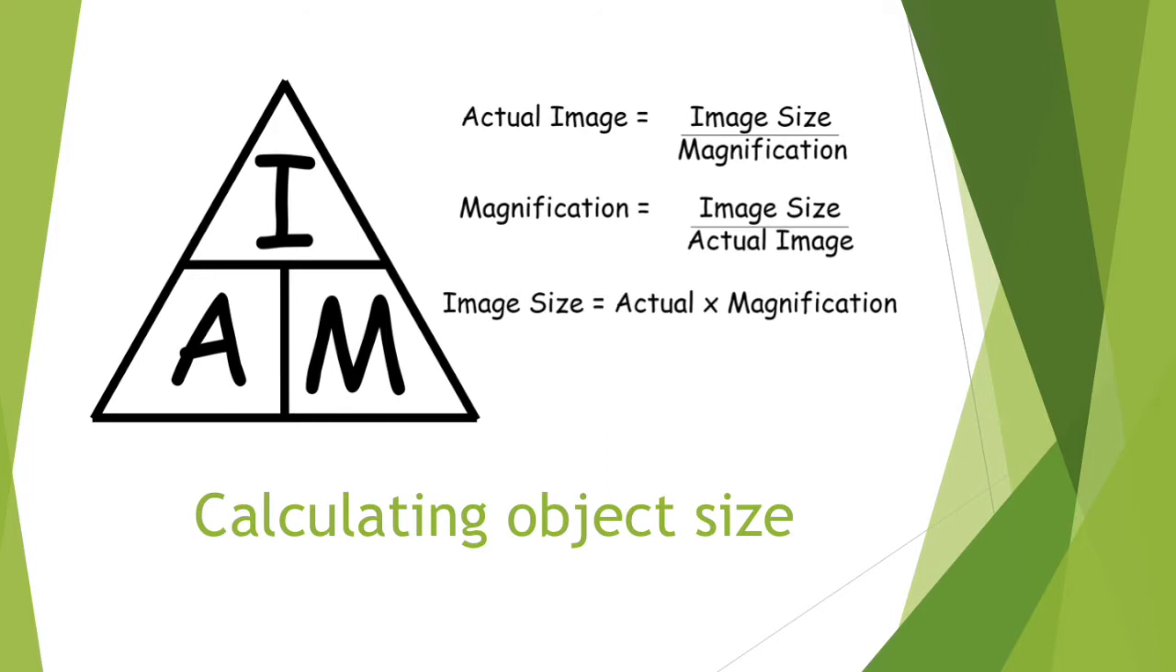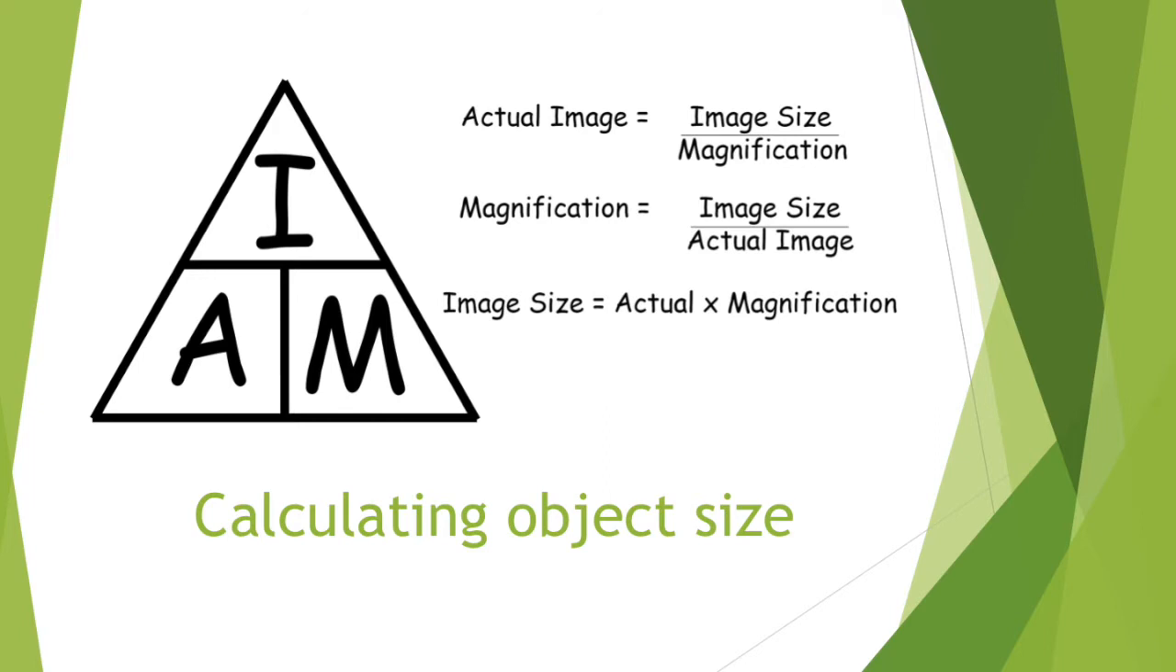The next one is actual image. So that's the true size of the cell that you're looking at. And the last one is the magnification. So you'll be able to see this on the lens you're using on the microscope. For this calculation, you can rearrange the equation using the triangle method. I remember this triangle with I A M, just as you've seen it laid out here, but actually it doesn't really matter which way the A and the M go because the line between them is the multiplication, so really it can be either way round.